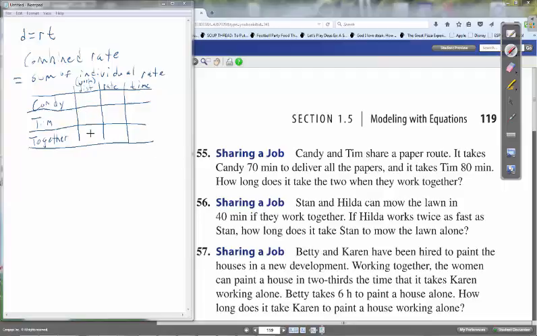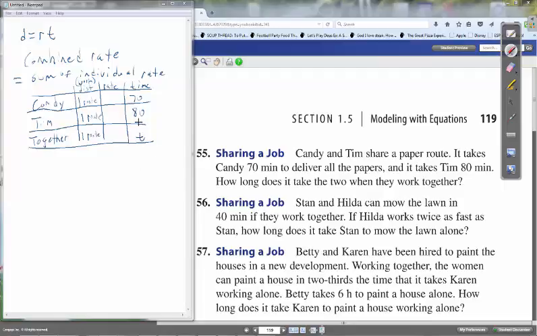So, they're all doing the same job. They're all doing one paper route. So that's the distance, or the work done. One route. The time, well, we're given time for Candy, given the time for Tim. For the other one, how long does it take the two when they work together? That's what it's asking. So I'll set that to be T.